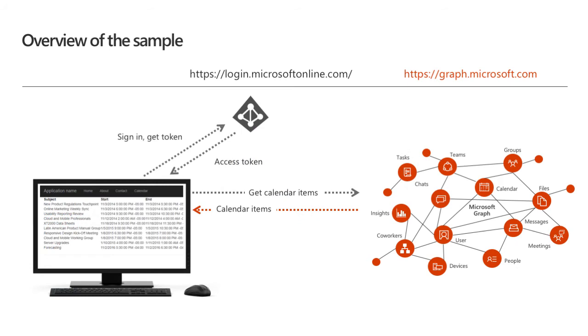So, overview of how the sample is going to work. We're going to go from the web app over, be redirected over to the authentication endpoint, which is login.microsoftonline.com. We're ultimately going to get an access token, and then we're going to use that access token inside of our Graph client to issue a request for calendar items that will then come back from the Microsoft Graph. And the Microsoft Graph will use that token to authenticate me and then go to my calendar to get my information from my Office 365 calendar.